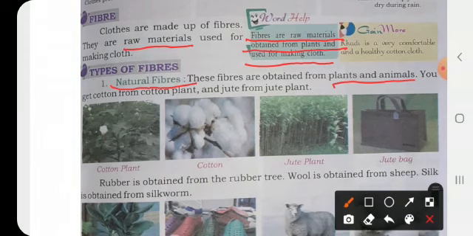Like you get cotton from the cotton plant, jute from the jute plant. So, these are the sources from where we get our things. Then we get rubber from the rubber tree, wool from the sheep, silk from the silkworm. So this is how we get these fibers. We spin them and we make them into different shapes and sizes.